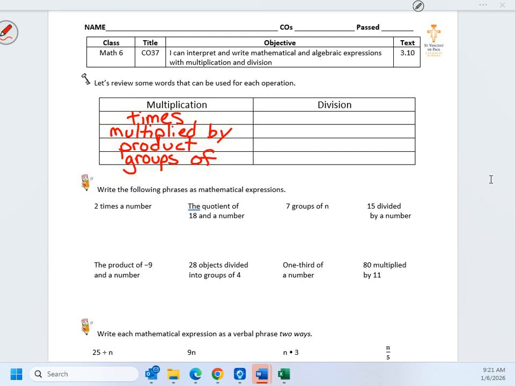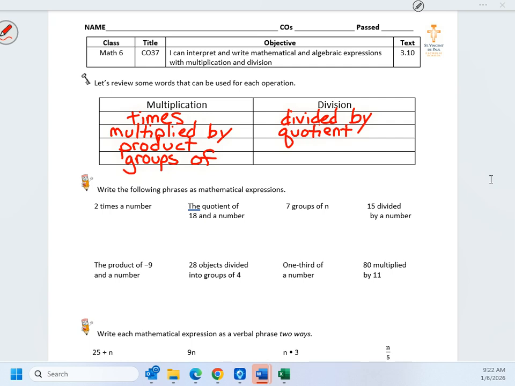Now, what about words that mean division? Divided by. What else? Quotient. We know the answer for the multiplication was the product. The answer for a division problem is the quotient.